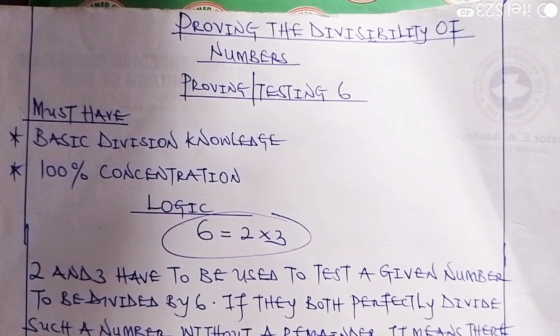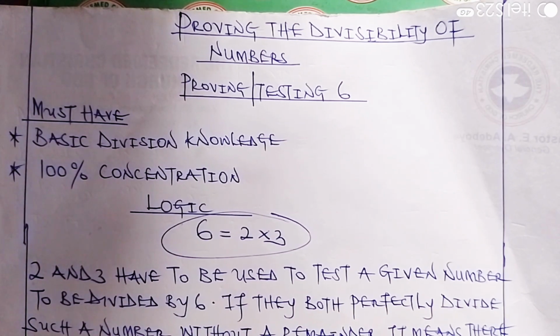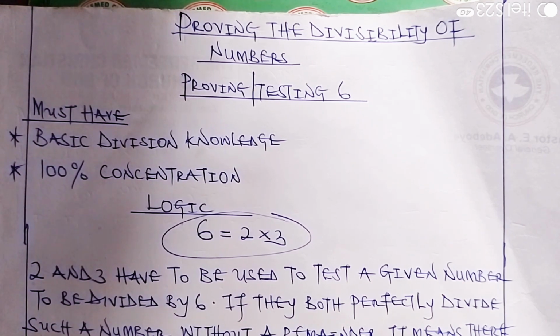Today, we are taking Proving the Divisibility of Numbers, the same series we've been taking. And today, we are taking Testing 6. We've embarked on this series over the past couple of lessons or classes. We've taken 2, 3, 4, 5, and right now, we're about to take 6, which is the fifth series.